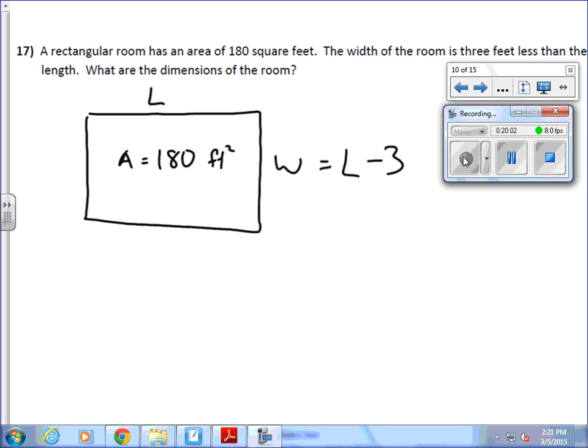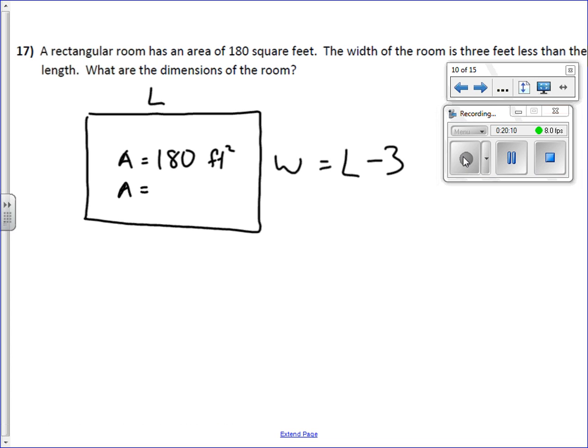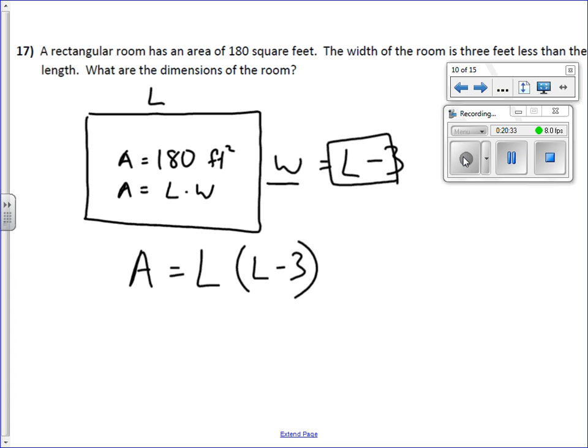Here we have a drawing for number 17. It's got an area of 180 square feet, and the formula for area is length times width. In this case, our width happens to be 3 less than the length. So if area is length times width, I can take the width out and replace it with something equal, which is L minus 3. So that's length times (length minus 3). And we know that the area is 180.